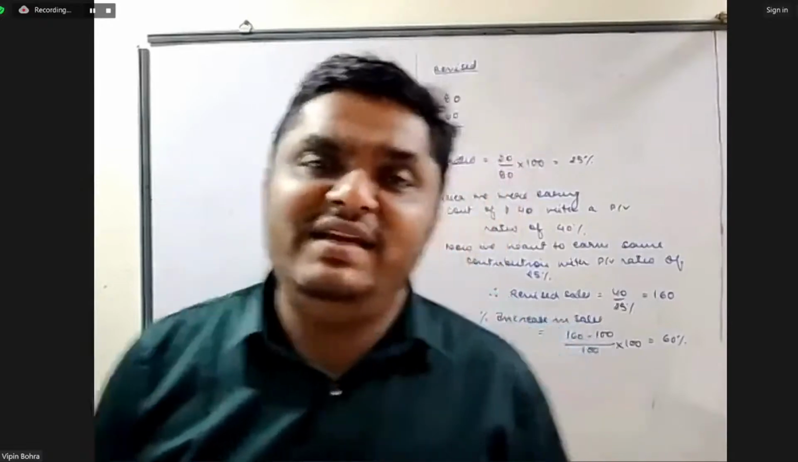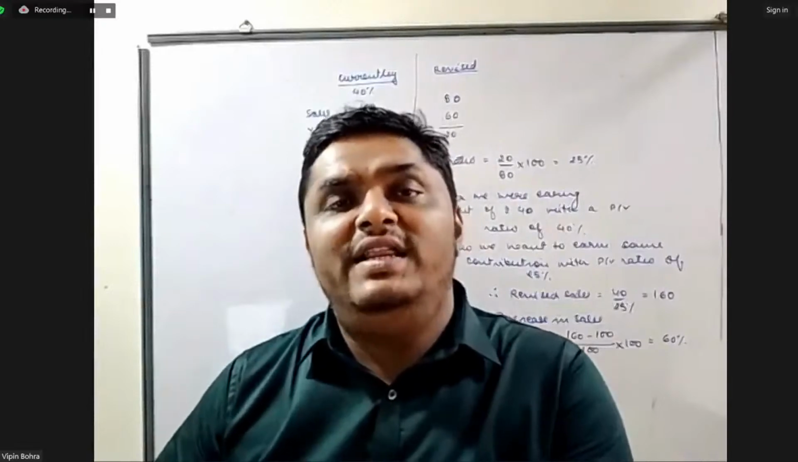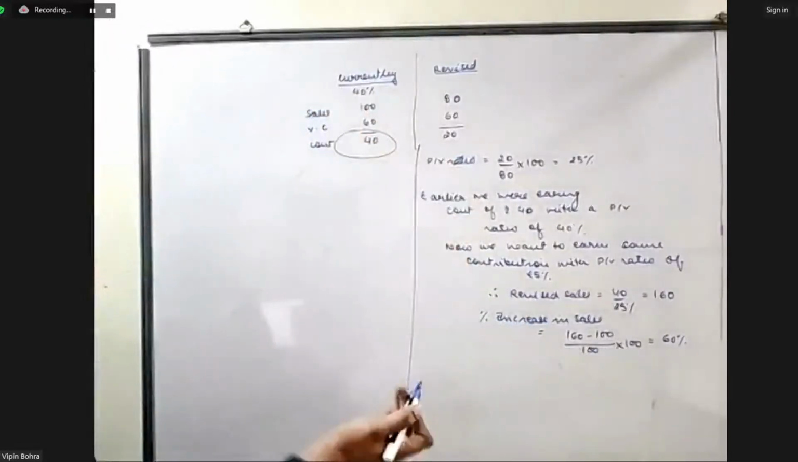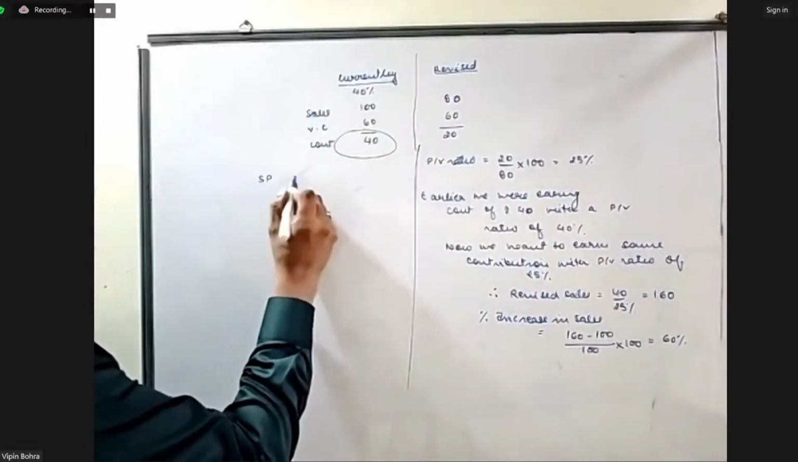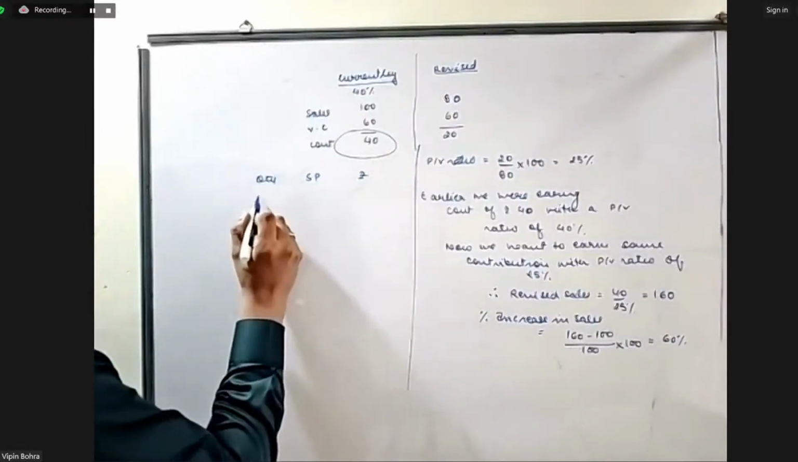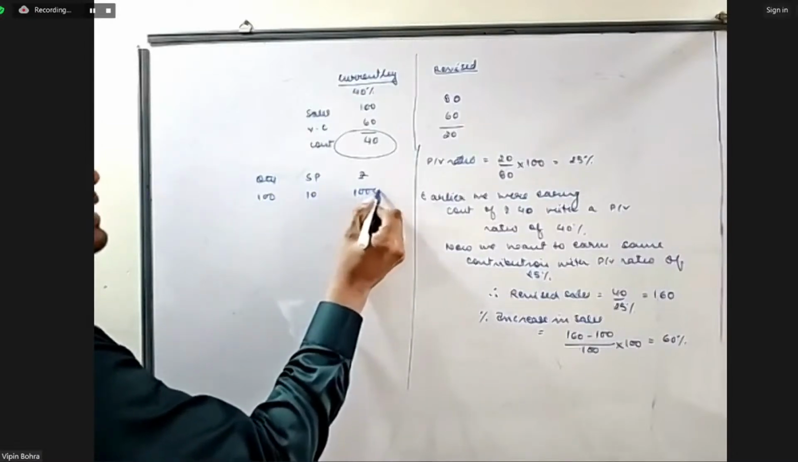Alternatively, for better understanding, you can assume that the selling price per unit be 10 and the quantity be 100. Alternatively, you can solve in that way also. Let's say quantity, selling price and amount. Let's say quantity is 100, selling price is 10. So this will be 1000.